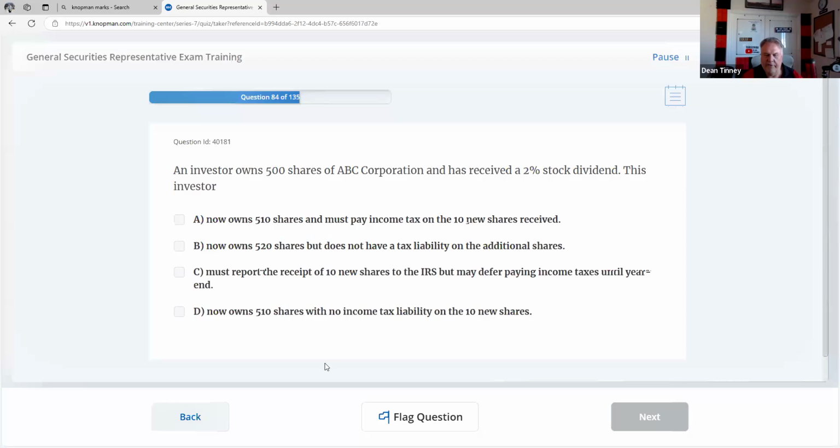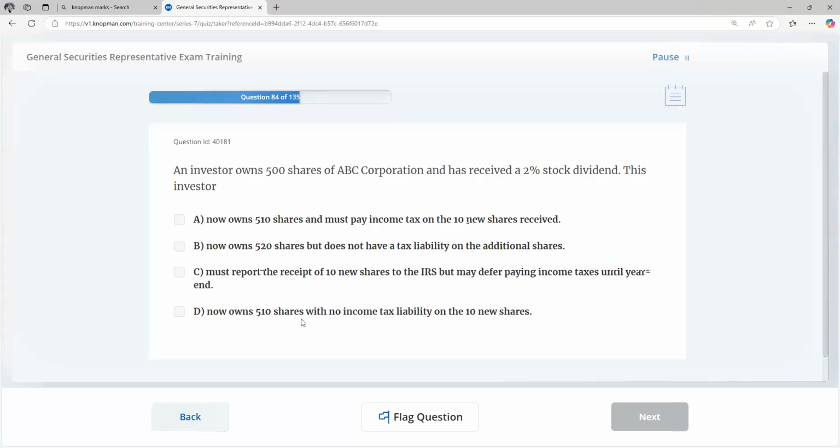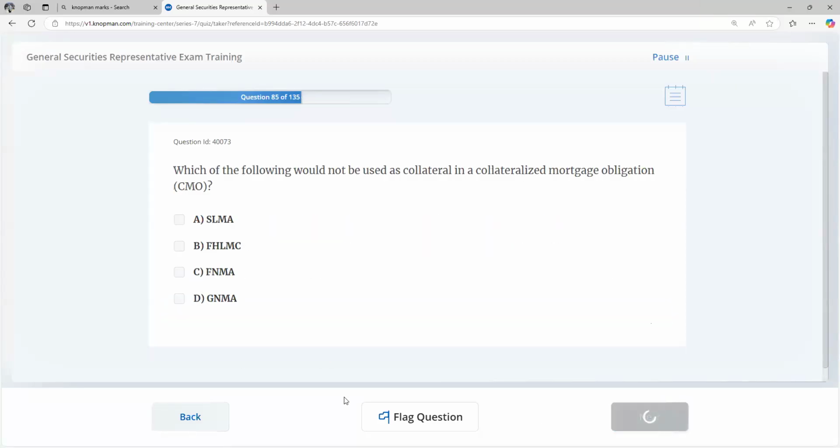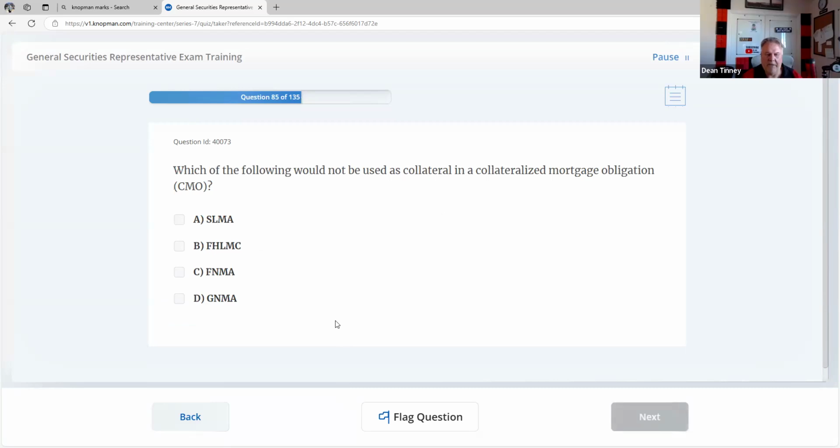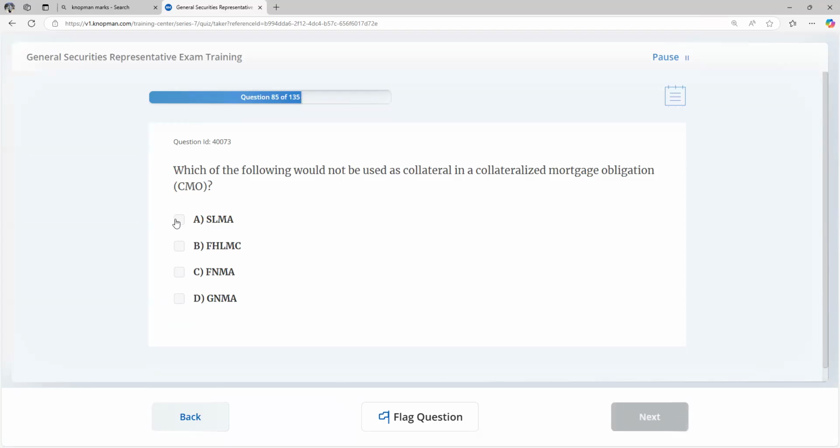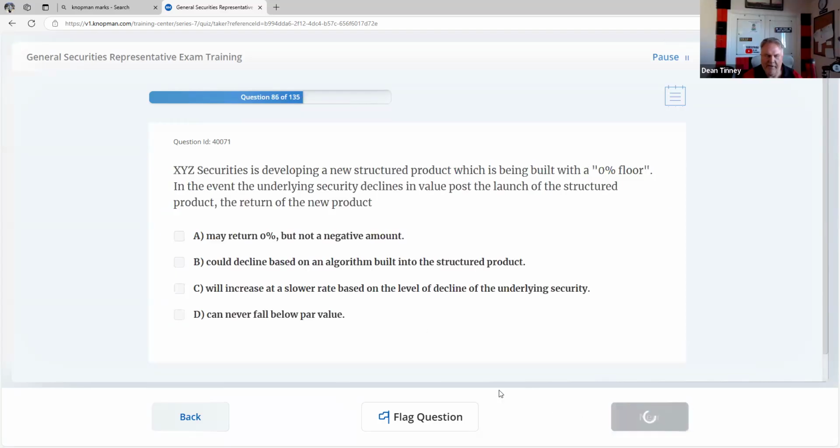All right, so investor owns 500 shares. Where are you going to go with? D. Yep, you're correct. Which would not be used as collateral in a CMO? A. Right on. Now you're getting some of your aim and shoot, point and clicks.